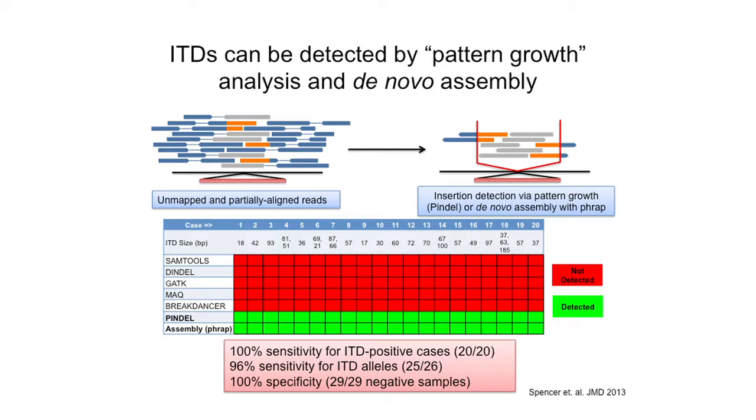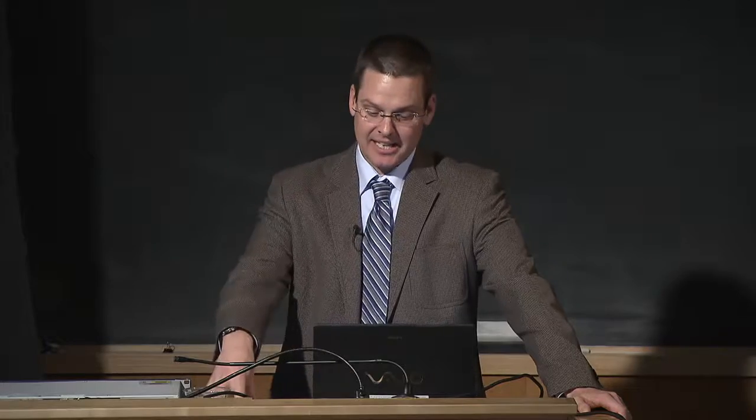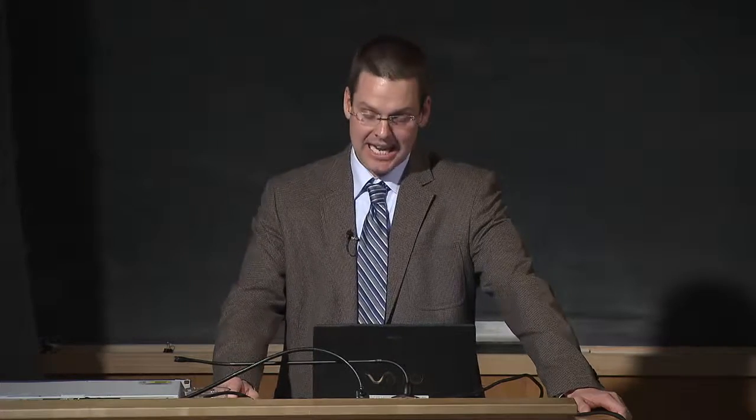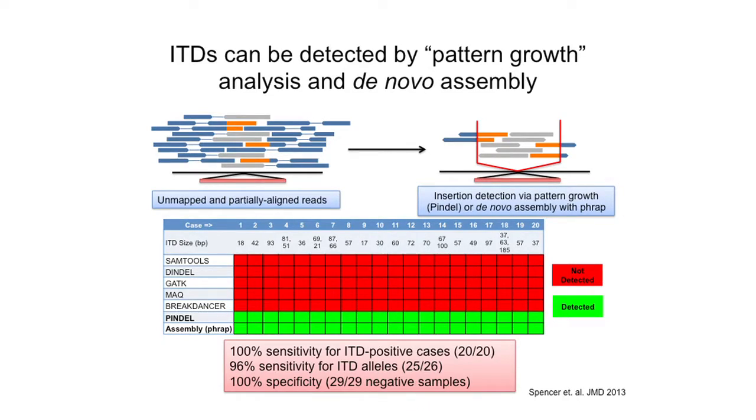In fact, in our set, it did detect an ITD in all of them. I'm showing that in green, the bottom two rows, Pindel and an assembly by Phrap. So these methods had 100% sensitivity for ITD positive cases. It detected all but one of the alleles that were in these cases. Some had more than one allele. And it had 100% specificity in this modest case of 29 samples. So these approaches seemed to be the best for this particular case, and we implemented Pindel for our routine testing of cancer samples.